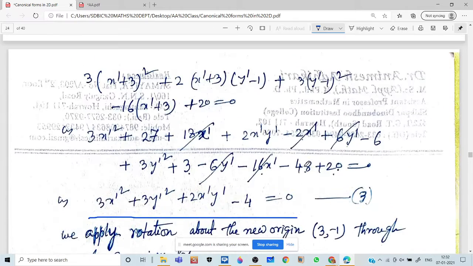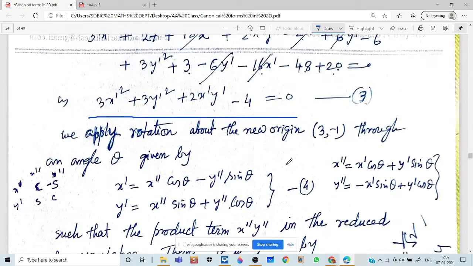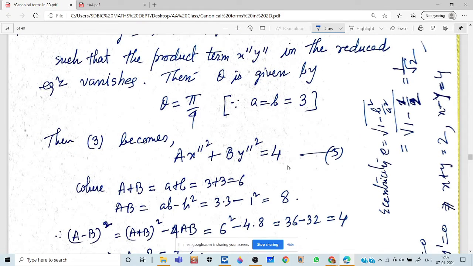Here d is 32 and minus 32, and delta is equal to minus 8, so this is equal to 4, d by delta equal to 4, where capital A plus capital B equals small a plus small b. We have the values of small a and small b, 3 plus 3 is equal to 6, and capital A into capital B is equal to ab minus h square.